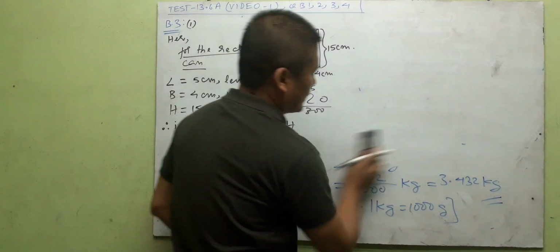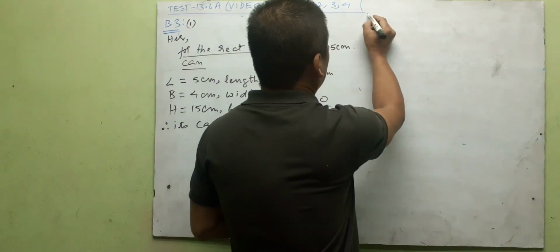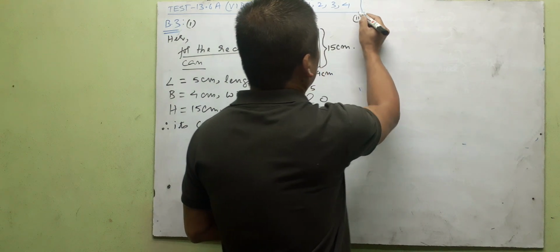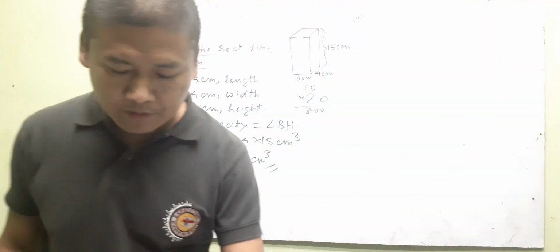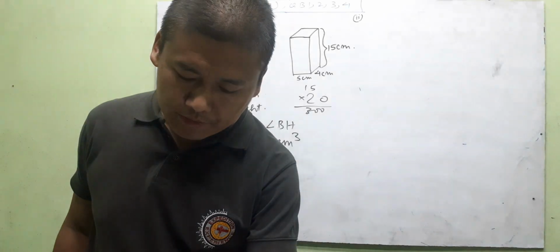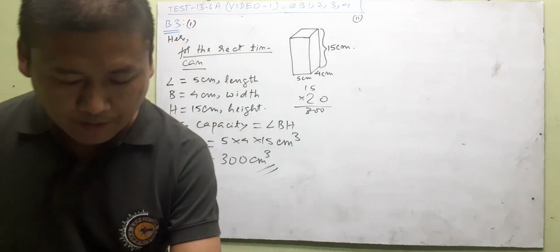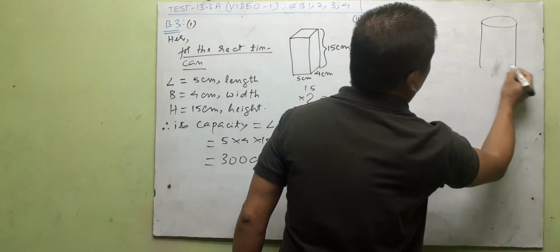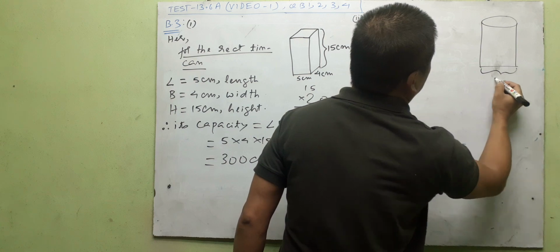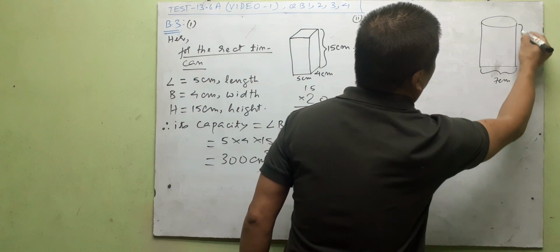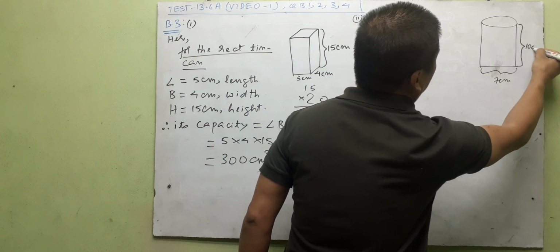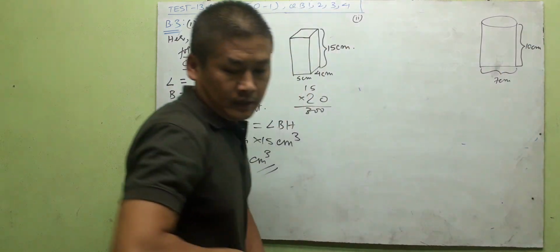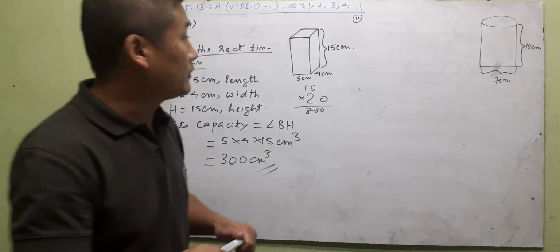Now let us go and check the other one, number 2. Let me read it. A plastic cylinder with a circular base, diameter 7 centimeter, height 10. So the second case is a cylindrical can like this. The diameter, from here to here, is 7 centimeter and the height is 10 centimeter this time. So that is the case.